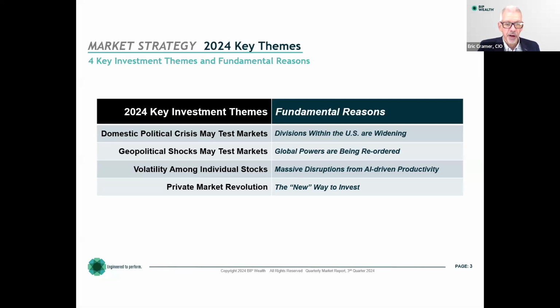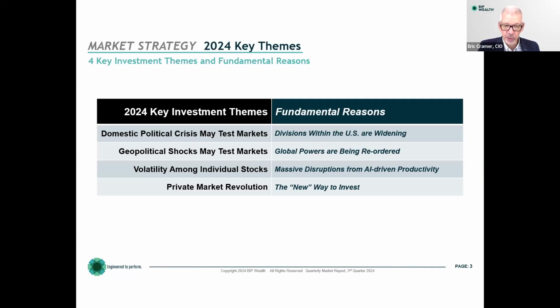The third theme, volatility among individual stocks, is something we've been seeing play out throughout the year. One of the reasons for that is corporate America adopting AI in rapid fashion. The use of artificial intelligence is making some companies more productive. It's leaving some companies behind, but it's definitely changing the landscape and the ability for companies to compete.